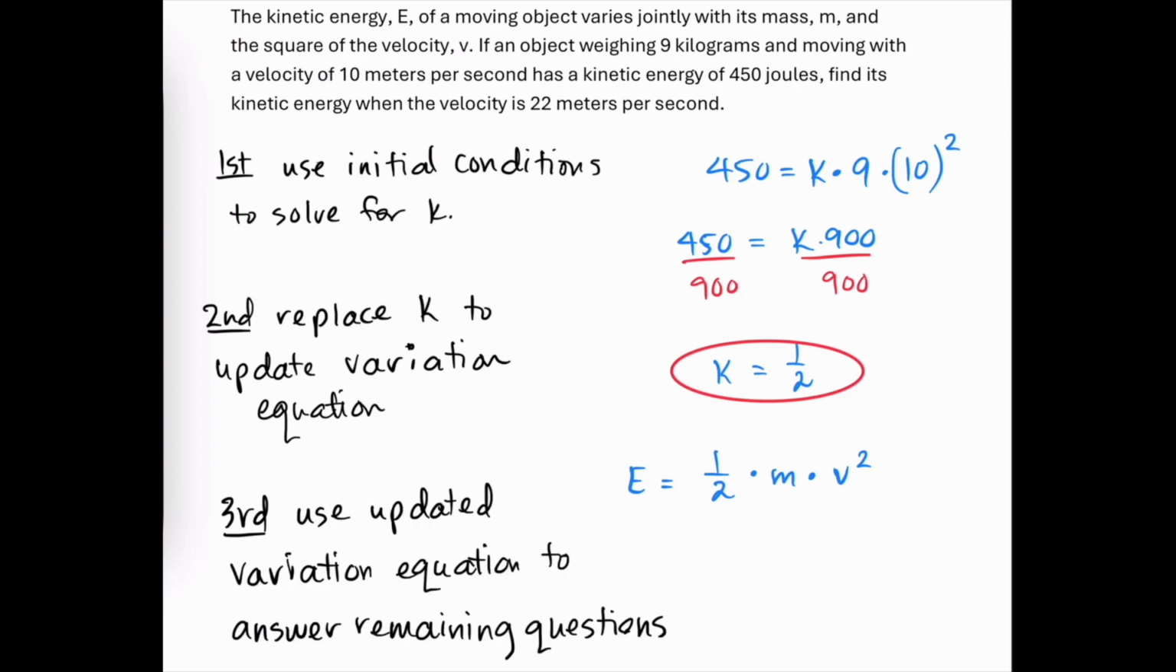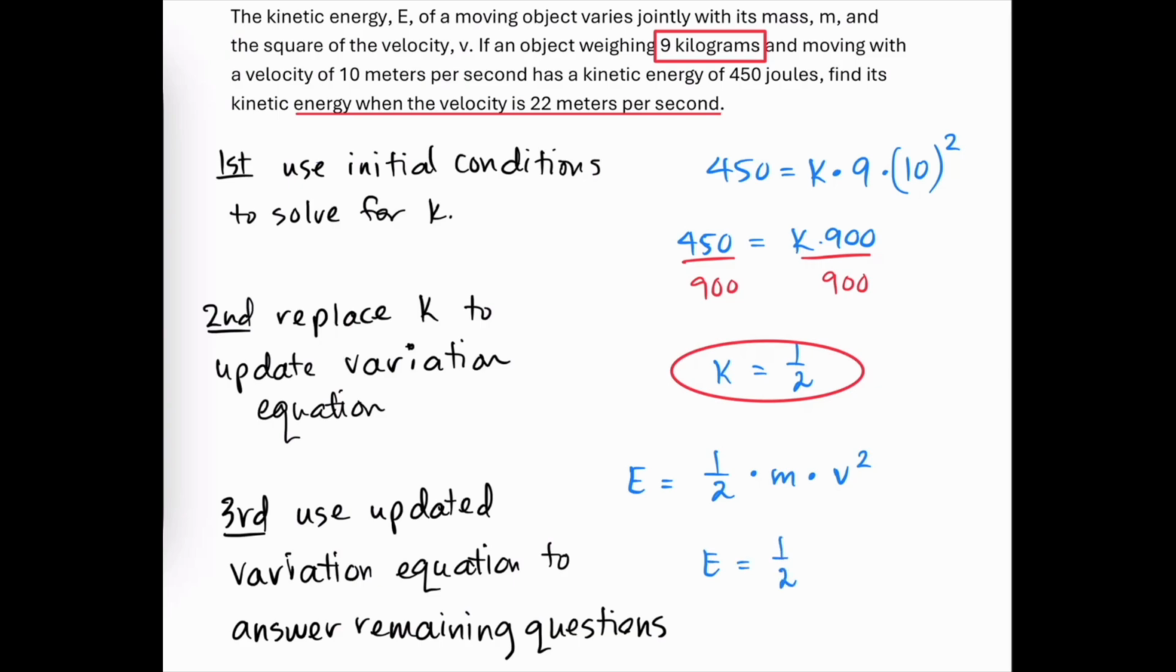And the last question is that we are to find the kinetic energy when the velocity of the same object is 22 meters per second. Since we're looking at the same object and only changing the velocity, that means we're going to use the same mass that we were given in the initial conditions. The mass isn't changing. So we're looking for the kinetic energy.